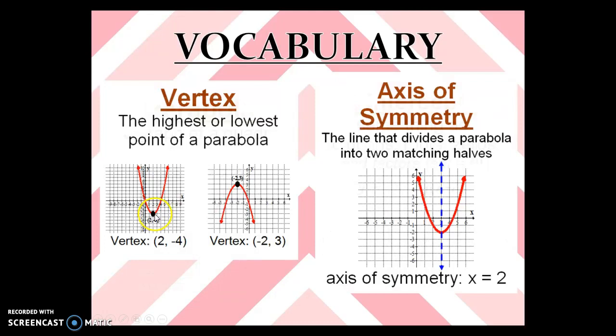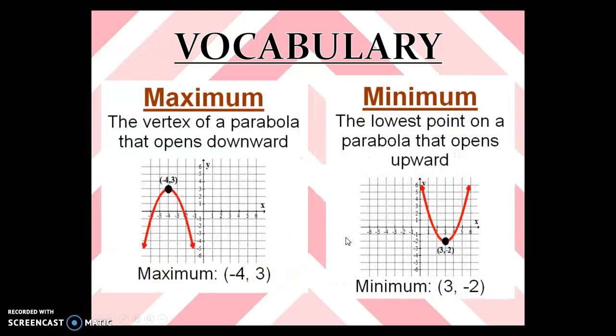The vertex is the very lowest or the very highest point of the parabola. The axis of symmetry is that line that goes straight through the center. Maximum means it has a highest point, like a mountain. Minimum means it has a lowest point, like a valley.